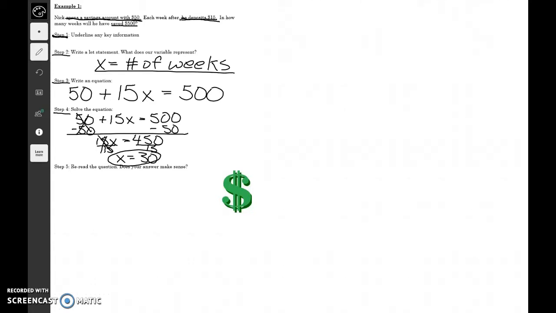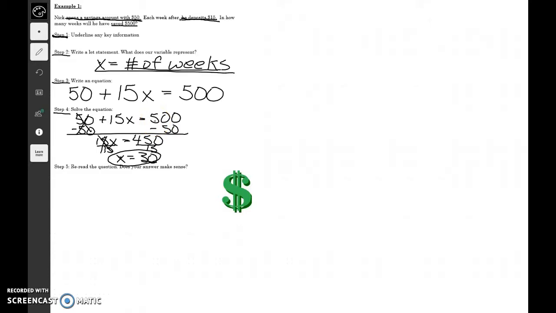Now, what this means, since x is the number of weeks, right? We said it was the number of weeks in the problem. Then x equals 30 means that we save money for how many weeks to get to $500? 30 weeks. So we've saved the money over the course of 30 weeks to get to our answer of $500.